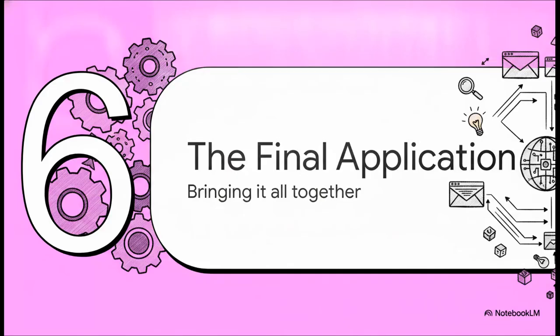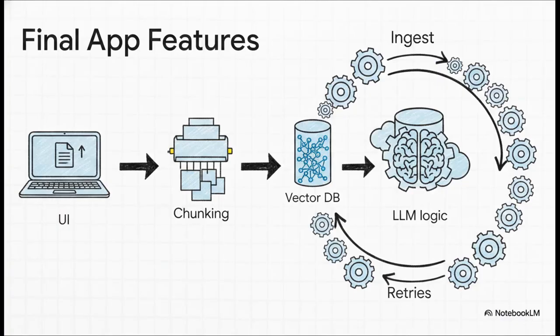All right, our final section. Section 6, the final application. Here's what the finished production-grade blueprint looks like when all those gears perfectly synchronize. A user uploads a private document through our clean Streamlit UI. Llama Index dynamically chunks that text with perfect overlap. That text is embedded and becomes instantly searchable via the local quadrant vector database.